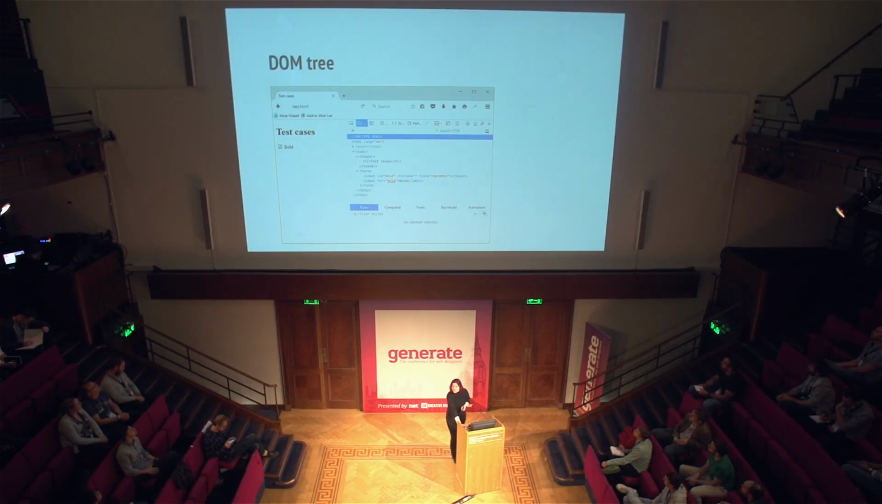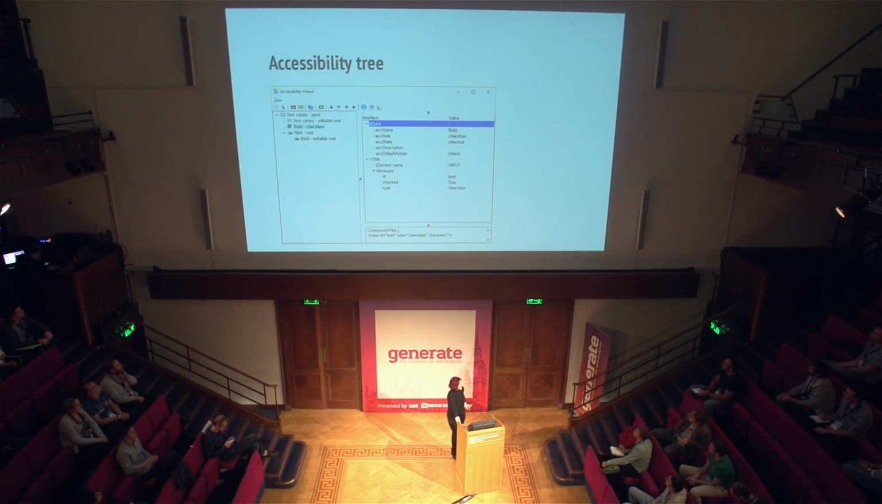What happens in the browser is that when you load some code into the page, it creates the DOM tree, and it uses this to do a bunch of stuff, not least, of course, create the visual rendering that most of us interact with. But it also creates an accessibility tree, and it's this that the assistive technologies interact with using the platform accessibility APIs.